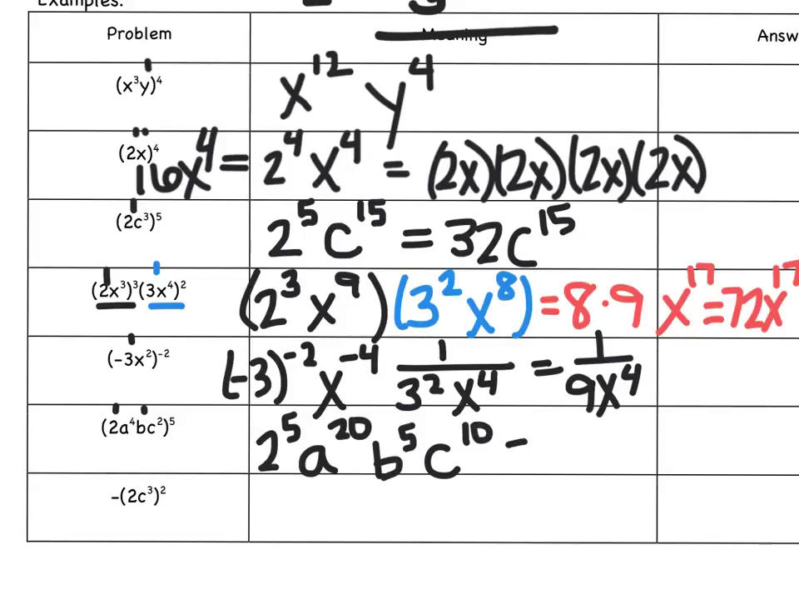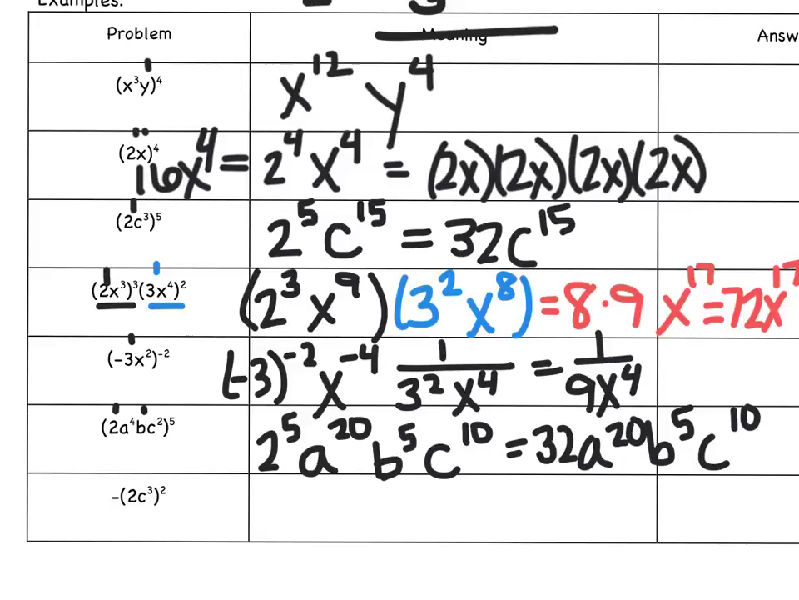And if we want, we can simplify that 2 to the 5th to be 32. And we've got a to the 20, b to the 5th, c to the 10th. We cannot add the exponents on the a, b, and c because they are different bases.